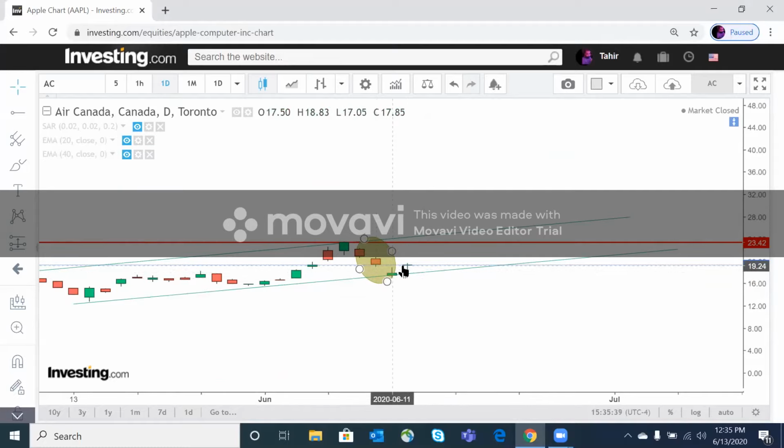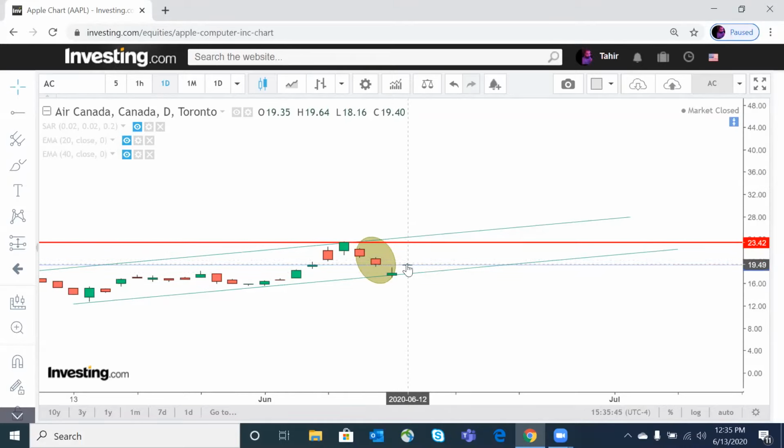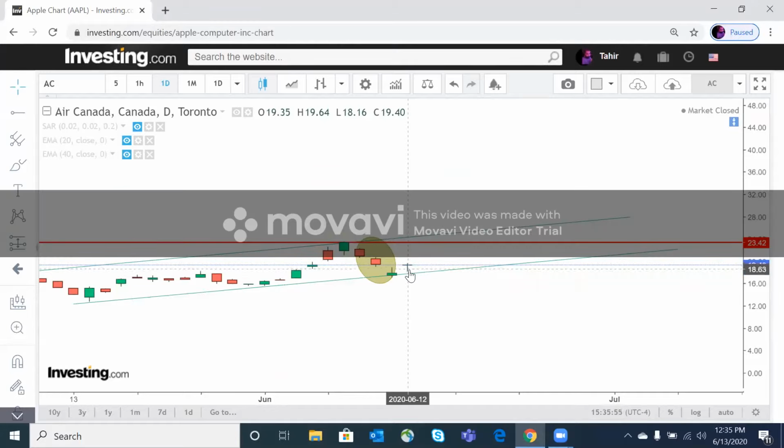Guys, very, very important to see. The opening price on this day was 23, and the closing price was below. Opening price was here, 20.35, and it closed below. Then it gave a gap down opening and closed here. Every day it was giving you a gap down opening.